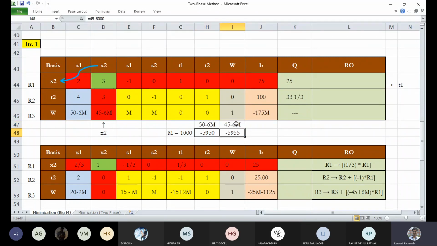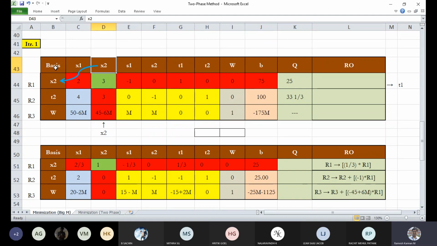And we know that 45 minus 6m is higher, so we'll take this particular cell, and then we consider this particular column, and this column is known as the key column, right? So we all know this. This is just a repetition to reinforce the idea. 45 minus 6m will be the key column, and the variable corresponding to that will be called the entering variable, right?